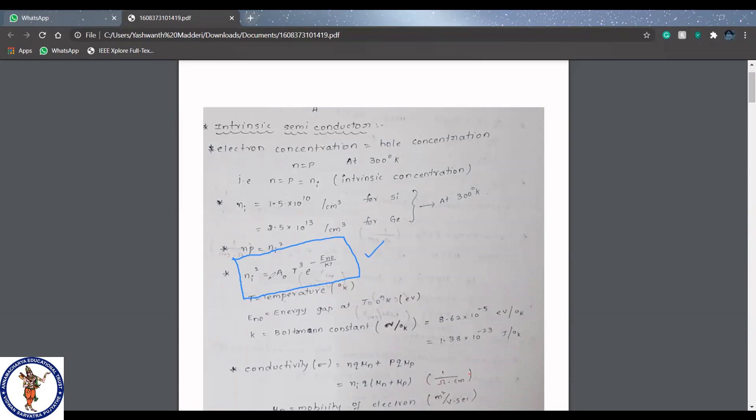And here you can see Ni square is equal to, this is a constant, this is a constant, and that constant value they will give directly in the question in the exam. And they will give the temperature. What is the temperature? That depends on it. And the exponential power, the energy gap. Here you can easily see E G naught. The naught symbol is given because it is an intrinsic semiconductor.